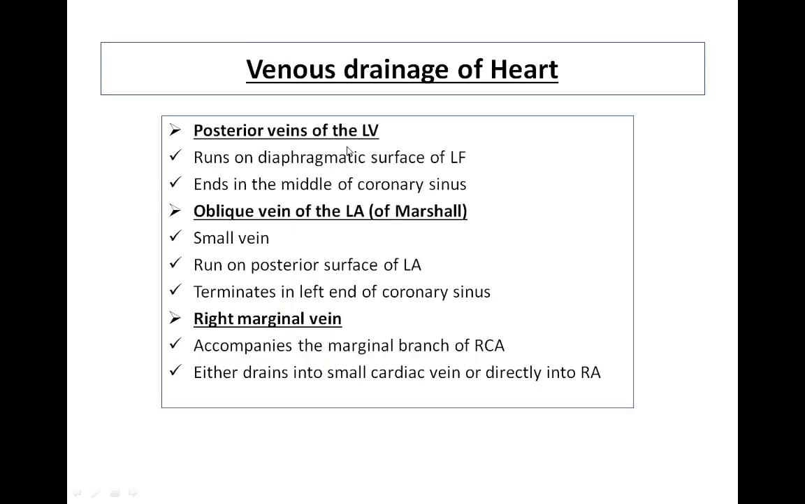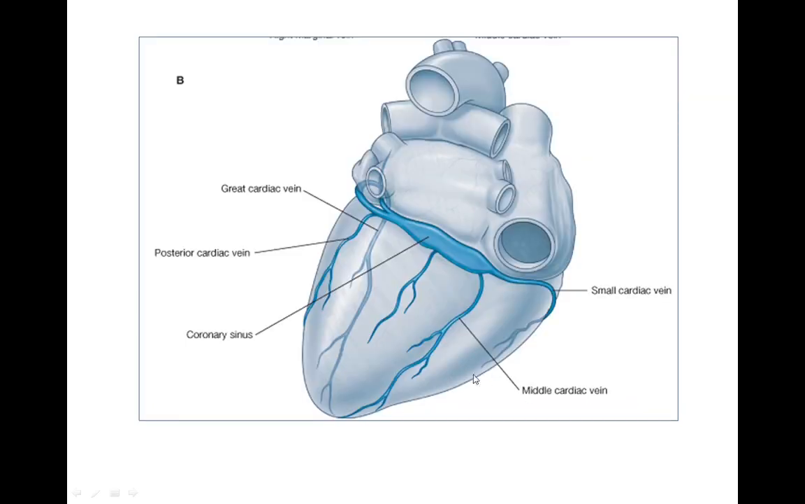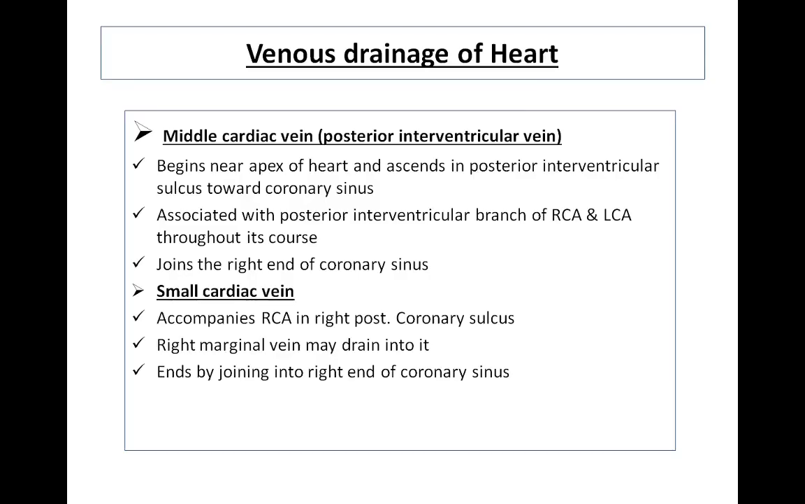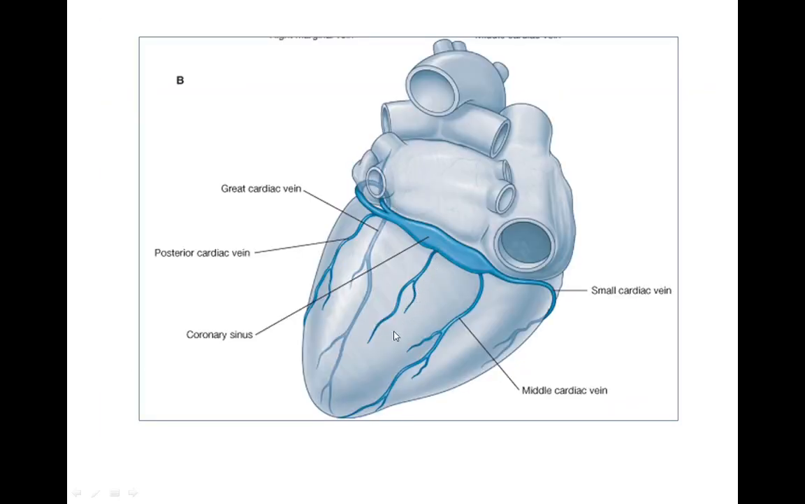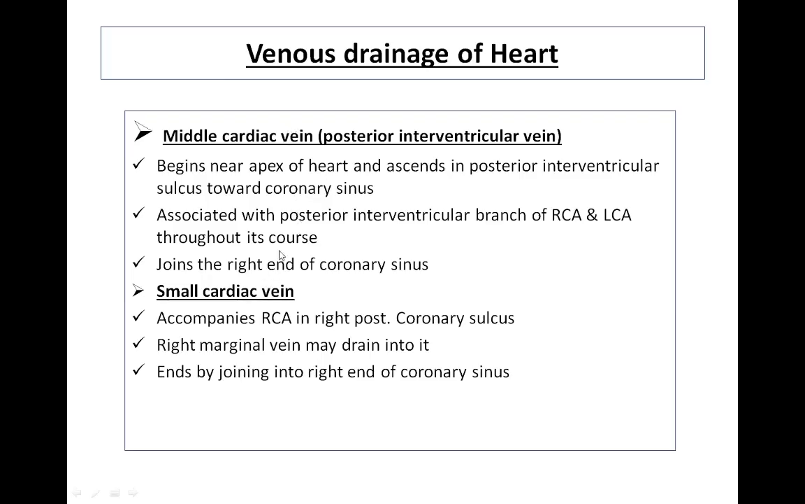Then posterior veins of the left ventricle. This is our left ventricle. So this side is the posterior cardiac vein. This is actually draining the left surface of the heart, particularly. It runs on the diaphragmatic surface of the left ventricle, then ends in the middle of the coronary sinus. Sorry, this one. This is your middle cardiac vein, already we have discussed.